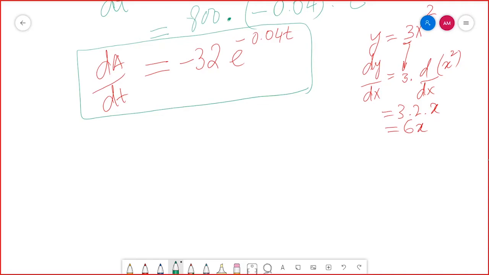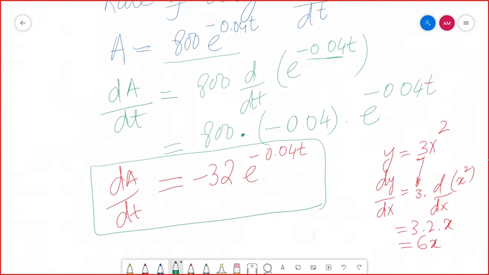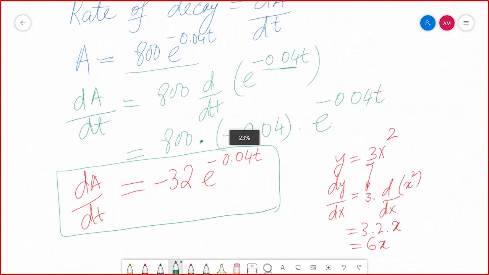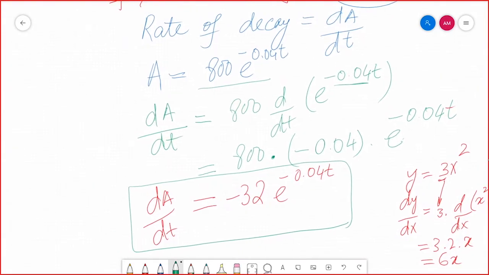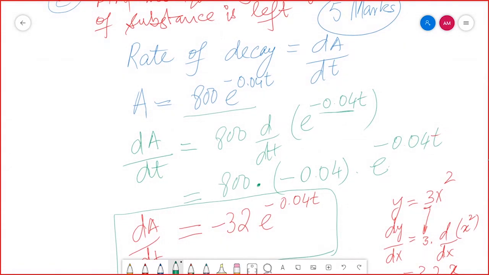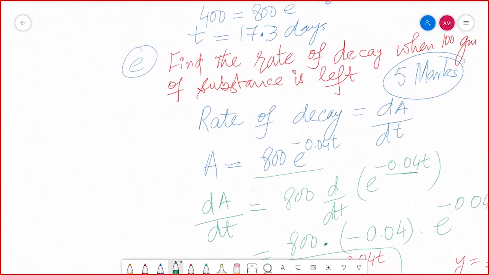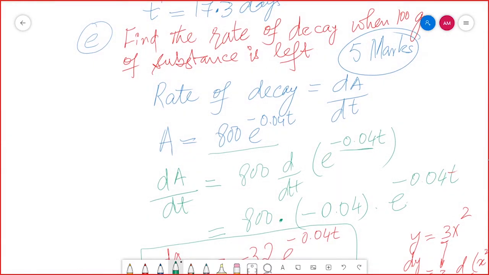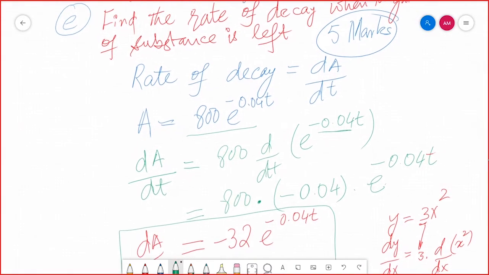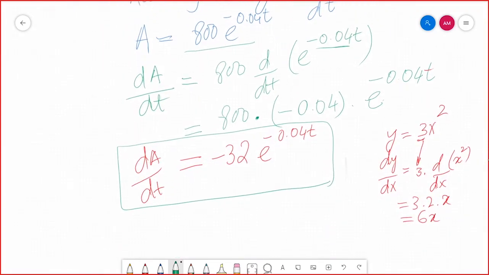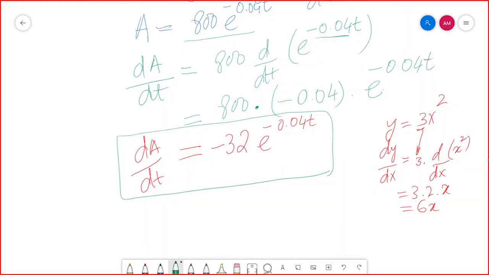So we have found the rate of decay. Now the question was to find the rate of decay when 100 gram of substance is left. Let me bring it here. Zoom it a little down so that we are able to see the question. Here, find the rate of the decay when 100 gram of substance is left. You understand that?